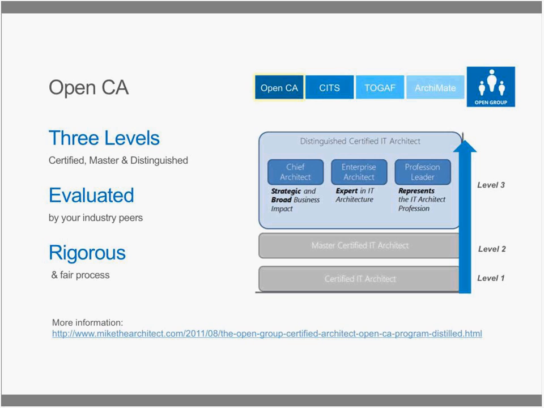Now within OpenCA, we have three levels: certified, master, and distinguished. The certified IT architect is a great starting point, and that's where we see a lot of people land. I think it's also the largest of all three certifications. We'll have to verify that later, but that's the case.